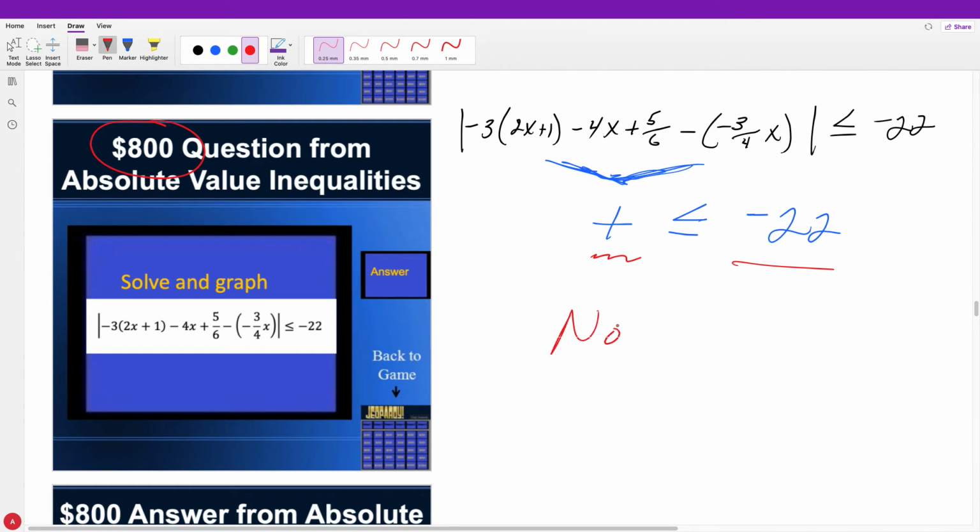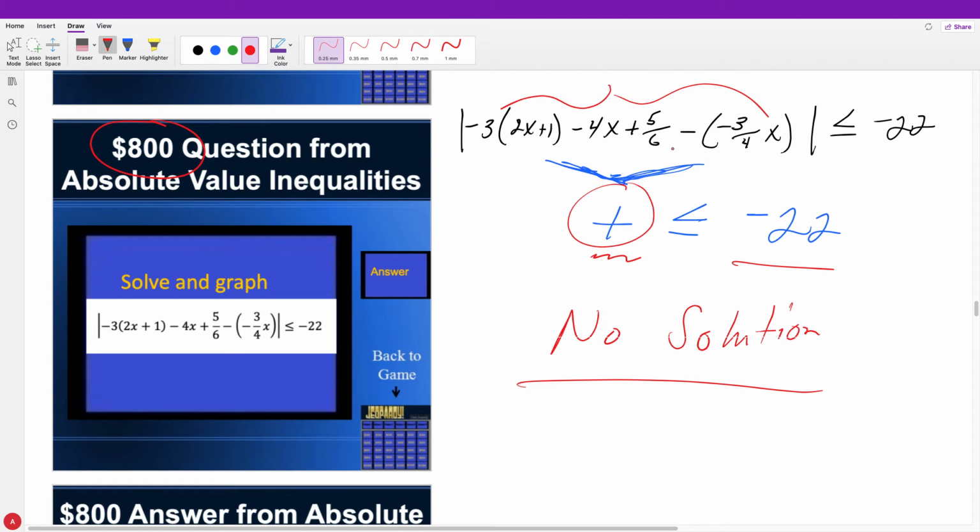Is it possible for a positive number to ever be less than a negative? No. So this answer is actually no solution. And you didn't actually need to do any work for it if you were just able to identify and interpret what's happening: this absolute value will give us a positive number every single time after we plug in. No matter what it is, from a negative to a positive number, after we take the absolute value, it becomes positive. And a positive number can never be less than a negative. Therefore, it is no solution.